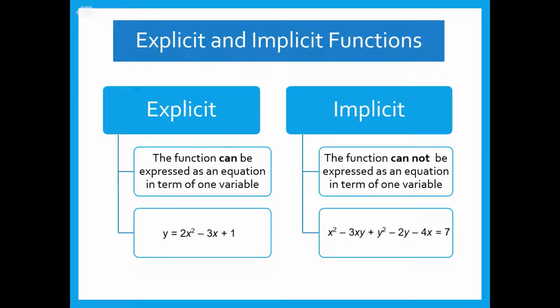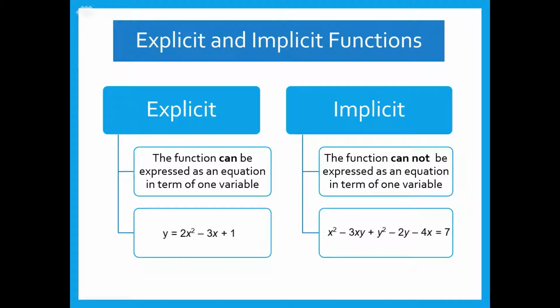Before we go further, let's see the difference between explicit and implicit function first. For explicit, the function can be expressed as an equation in terms of one variable only. For example, y equal to 2x squared minus 3x plus 1, in which y is represented in terms of x.